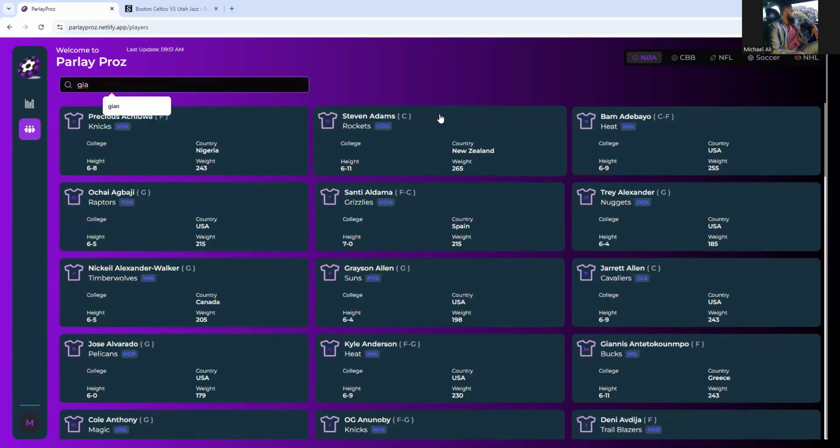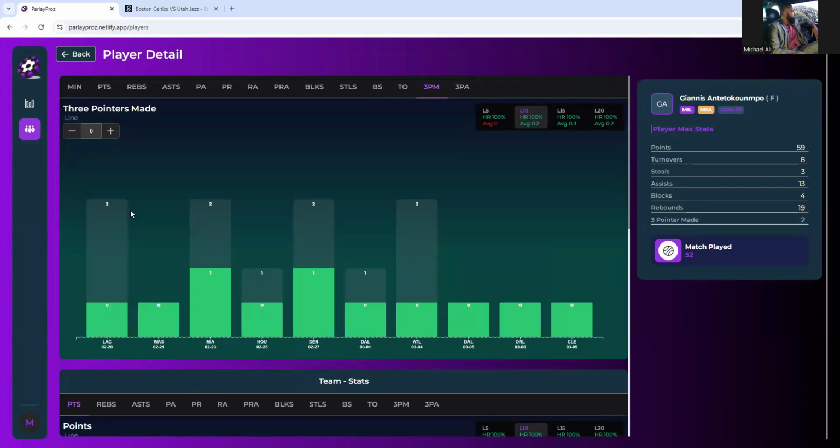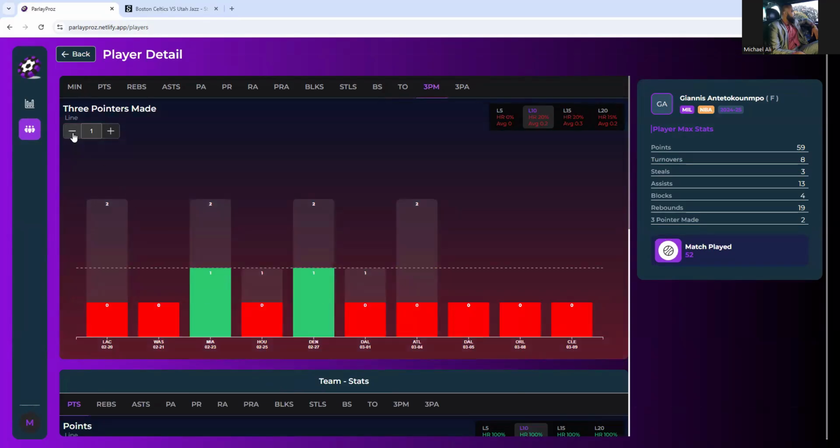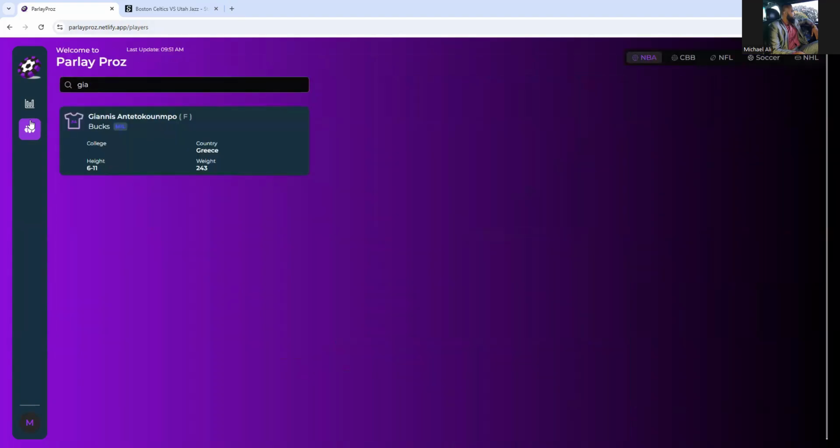Giannis as well is a very aggressive player. He's not a 3-point specialist. So you're going to see here that he doesn't take a lot of 3-point attempts. So this one too is like sure money as well. So the scanner is going to be able to pick it up for you.